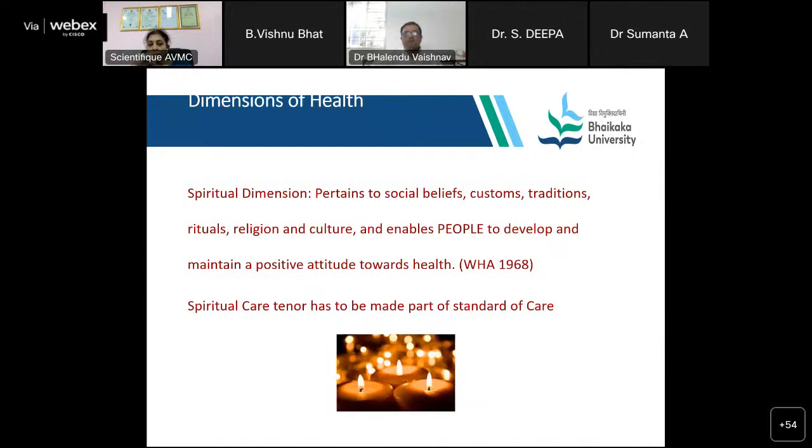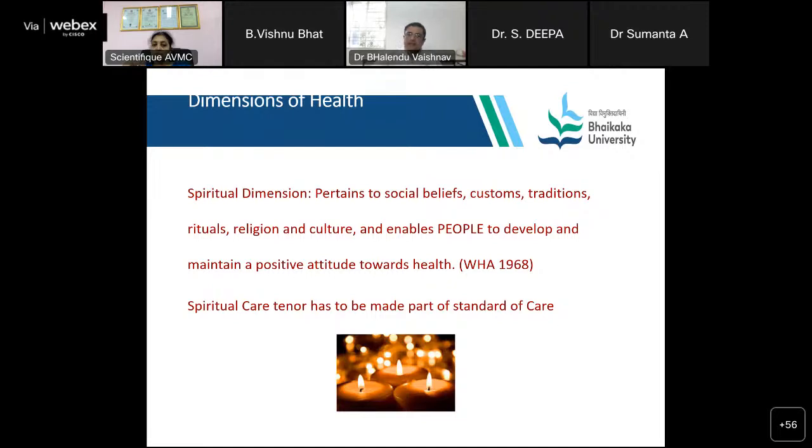Now, the spiritual dimension of health, as per the World Health Assembly 1968 definition, pertains to social beliefs, customs, and traditions. It pertains to rituals, religions, and culture. This is its area. And what is its function? It enables people to develop and maintain a positive attitude towards health. So the spiritual dimension is derived from beliefs, customs, religion, culture, and it helps people maintain a positive attitude towards health.